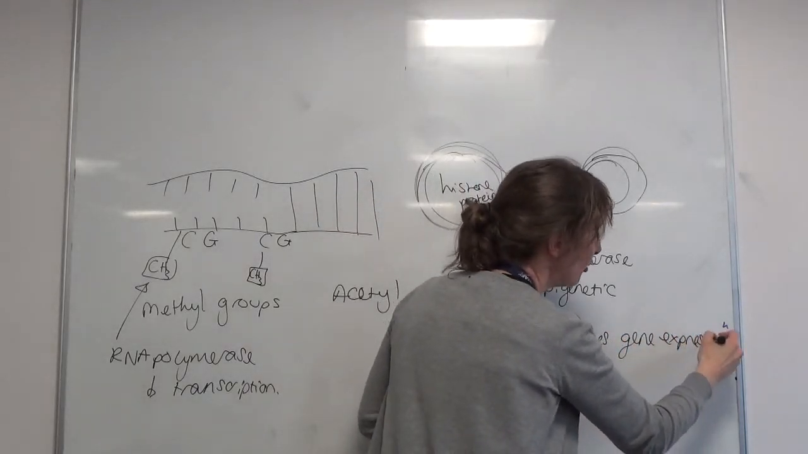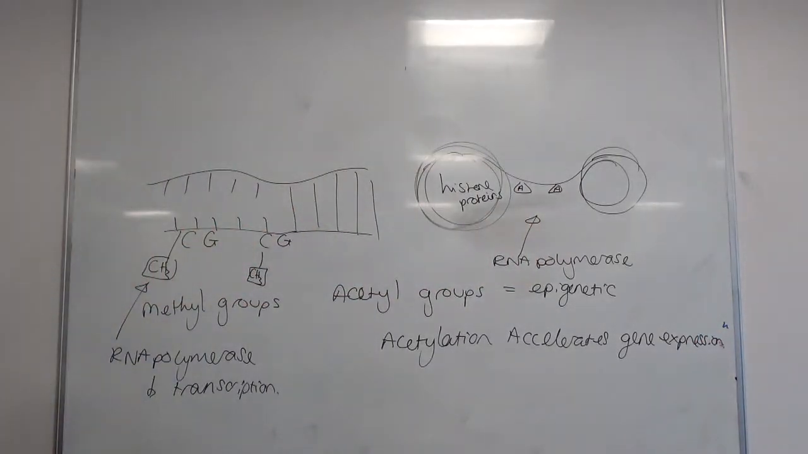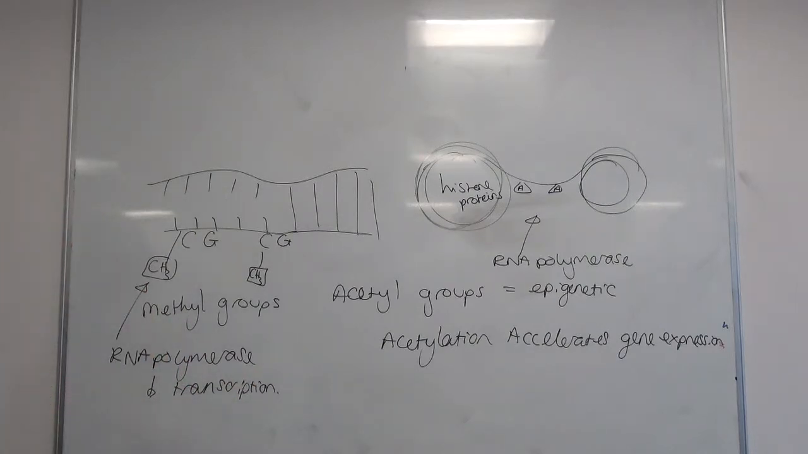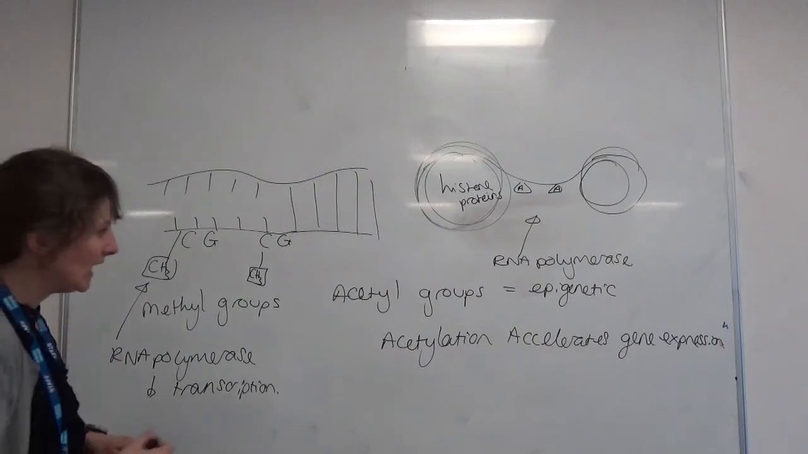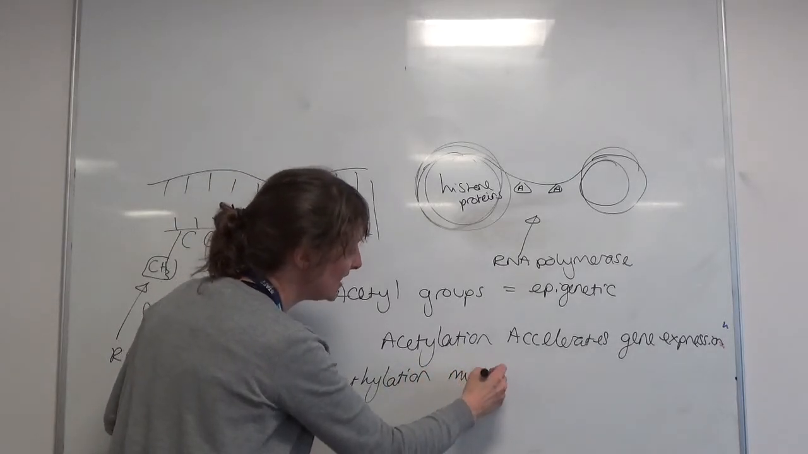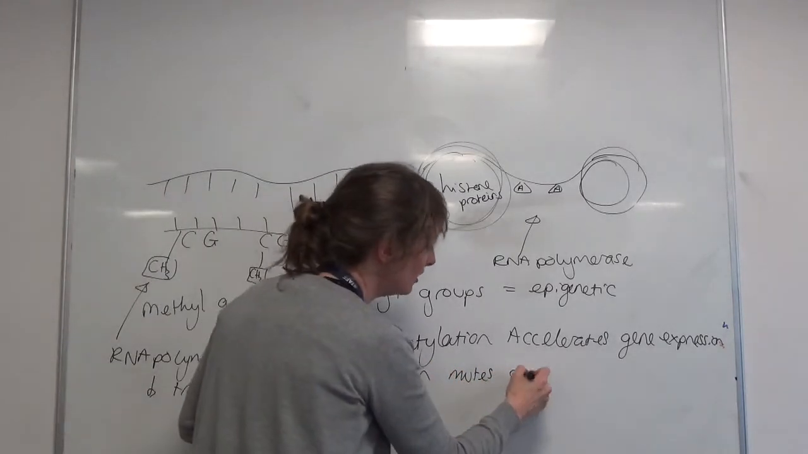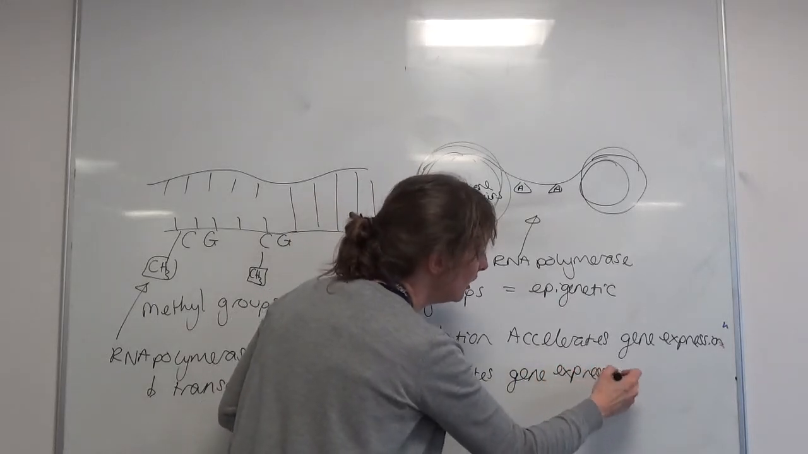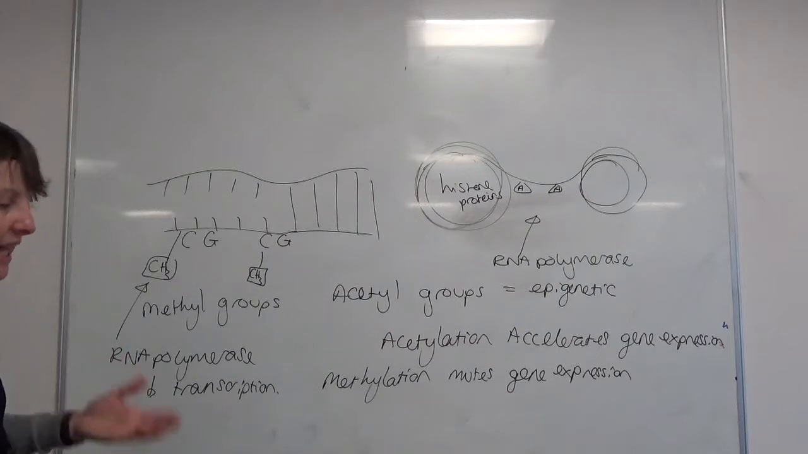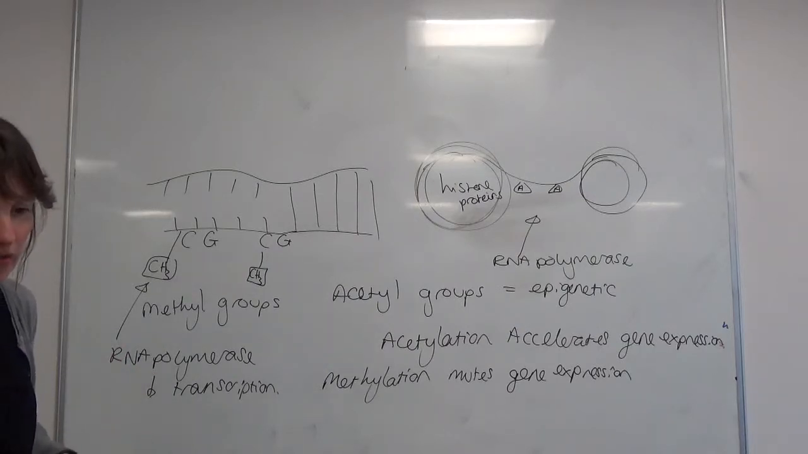So if we have acetyl groups on a gene that we want, then we know that we'll be more likely to get RNA polymerase binding to the promoter, so more machinery for the transcription. If you get more transcription, you get more mRNA, and you will get more of that protein. In contrast, methylation mutes or silences or turns off gene expression. It makes it more difficult for the RNA polymerase to bind, and therefore less transcription, less protein synthesis. So methylation mutes and acetylation accelerates gene transcription.